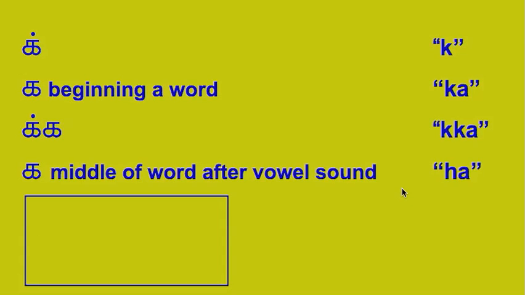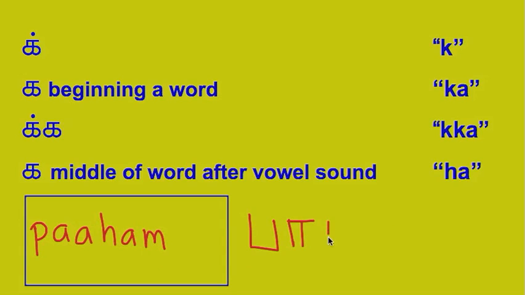Another word. Paham. All right, so the first letter, pa. If I were to stop here, this would just be pa. We want pa long. Paham. I heard an H sound, so it's going to be this ka in the middle of a word after a vowel sound. So we're going to put for that letter pa hum and an M. So the first letter pa, and then we add the ka or the arabu to make it pa long. It's going to be ka in the middle of a word after the vowel sound and then M at the end. Paham, which means part.